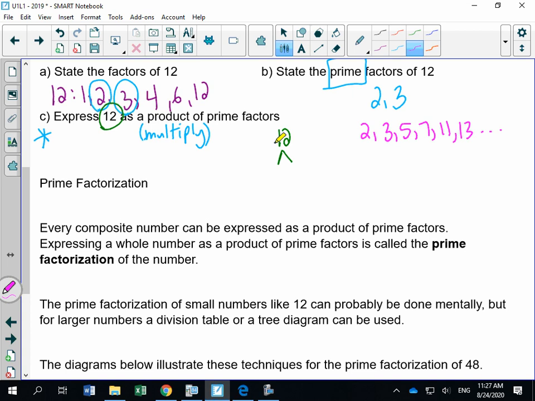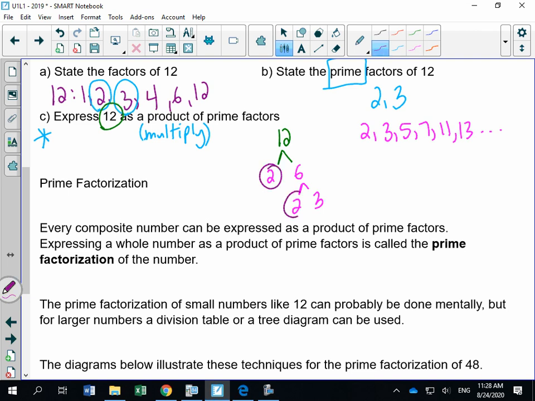What you do is you take this number 12 or whatever number I give you and you always try dividing it by the lowest prime first. So we always are going to divide it by 2 first. So 12 divided by 2 is 6. Then you go to the 6 and you keep dividing that by 2 until 2 no longer works. So 6 divided by 2 is 3. And you stop, your tree diagram stops when this number here is one of these prime numbers. So 3 is a prime number, so we stop.